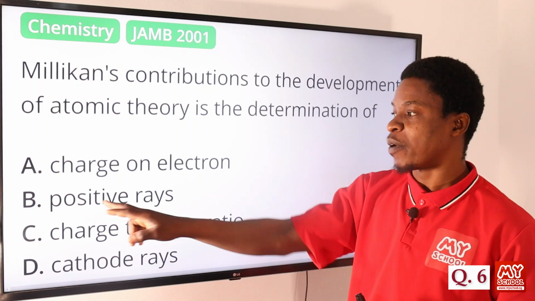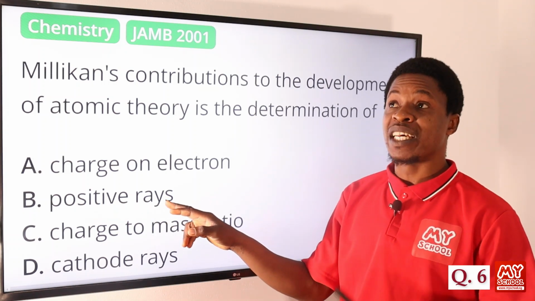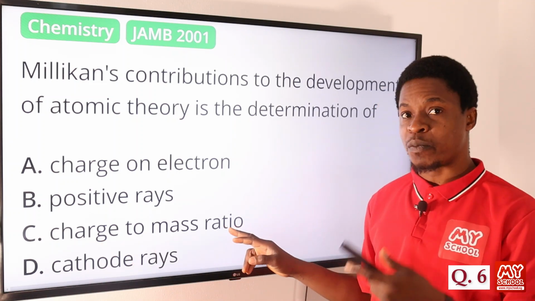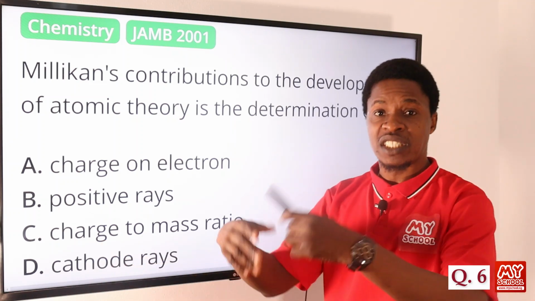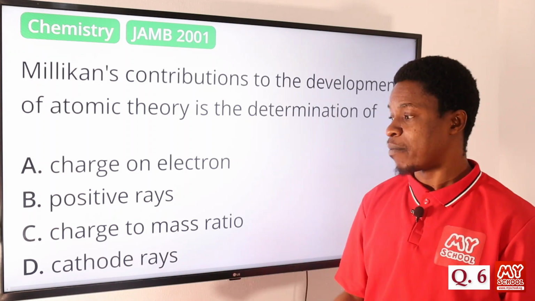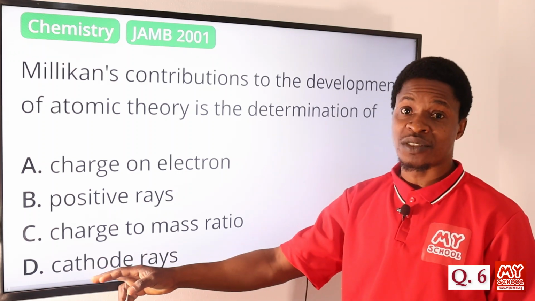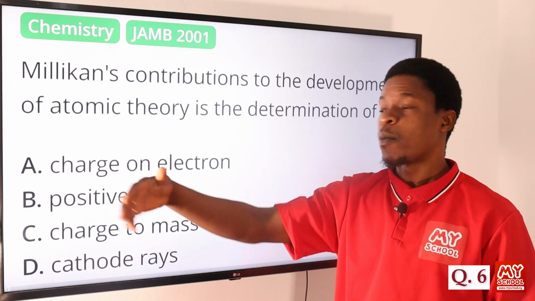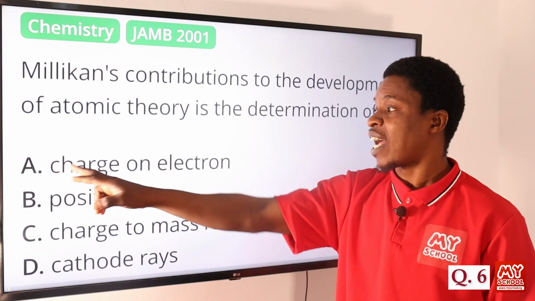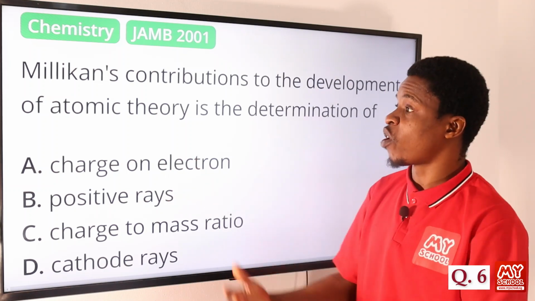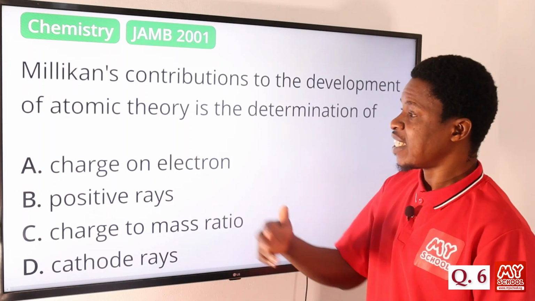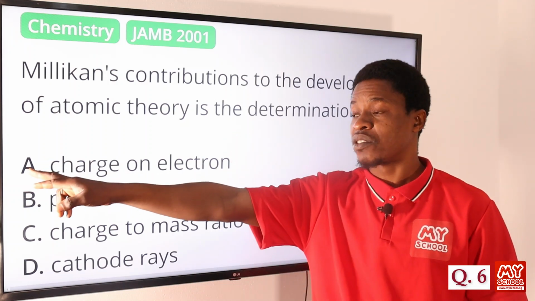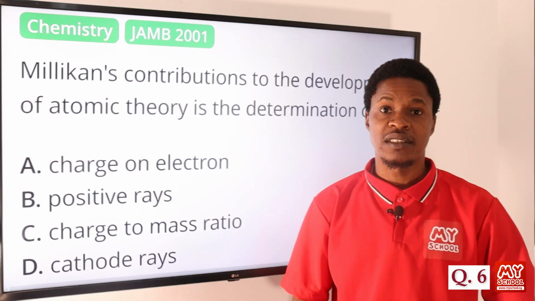Because option B, positive rays, was propounded by Goldstein. Charge to mass ratio was by J.J. Thomson. Also cathode rays by J.J. Thomson. The cathode ray experiment was carried out by J.J. Thomson. So we are talking about Millikan. It was in the year 1910 that he propounded that. So the answer is the charge on the electron. He was able to discover the charge on the electron, the value that we actually have. So the correct answer is option A.